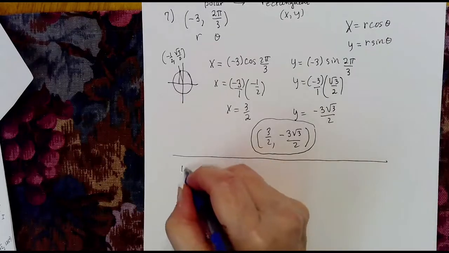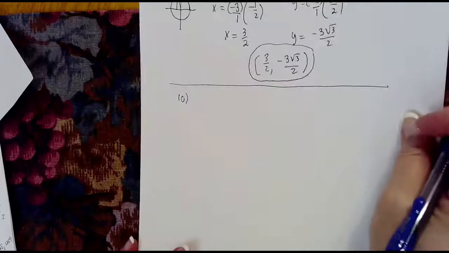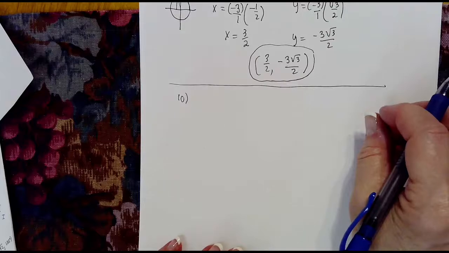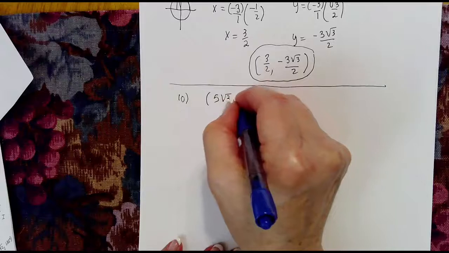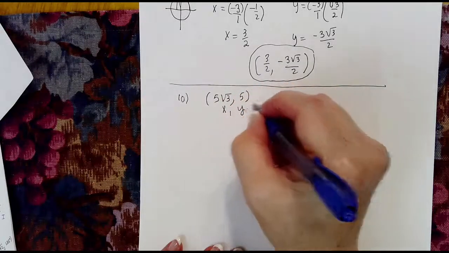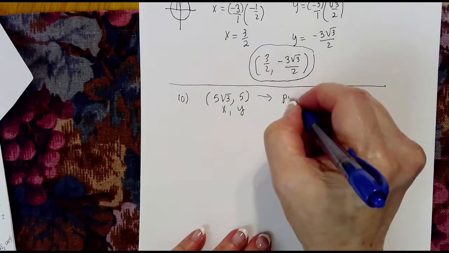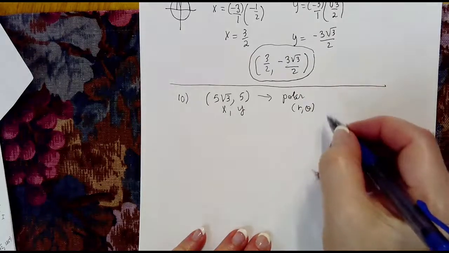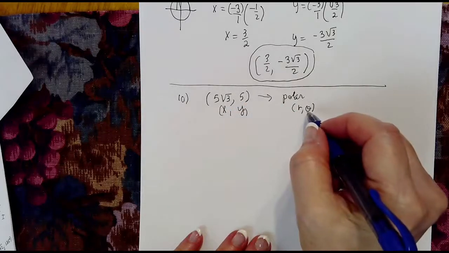So starting with number 10. Number 10 says that the rectangular point is given and we want to find the polar coordinate this time. And it says theta needs to be in radians. So it gives us the point 5 square roots of 3 comma 5. And 5 square roots of 3 comma 5 is going to be our x comma y. And so that means this is rectangular, and we're looking for the polar, the r comma theta. Okay, so x and y is given to you this time, and now you're looking for the r theta.